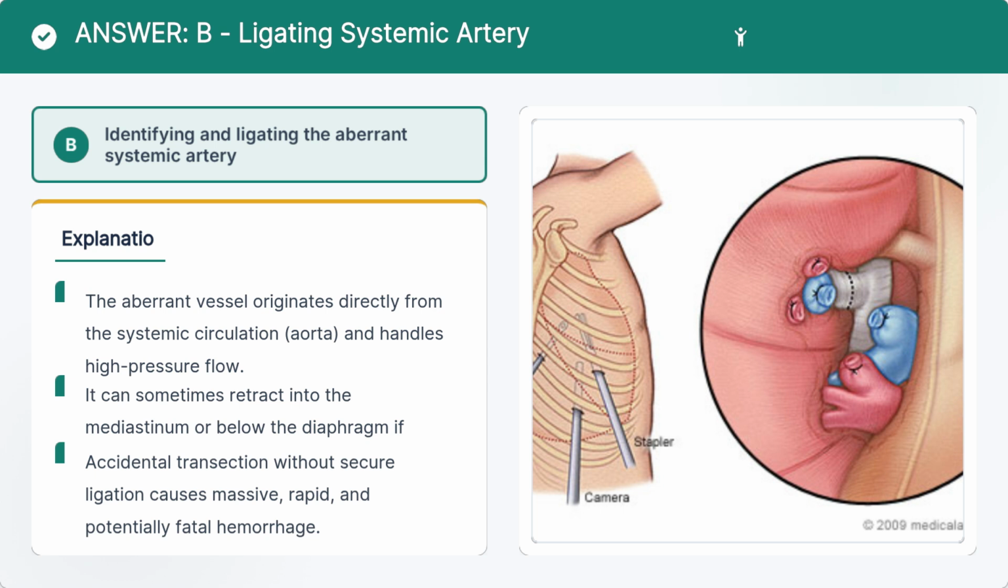The feeding vessel originates from the aorta and carries blood at high systemic pressure. If accidentally transected without secure ligation first, massive arterial hemorrhage begins immediately, and the distal stump can retract into the mediastinum or below the diaphragm, making it extremely difficult to find and control. This is precisely why computed tomography angiography must be performed before every resection to map every feeding vessel in detail. The principle is simple but life-saving. Find it first, ligate it securely, and resect.